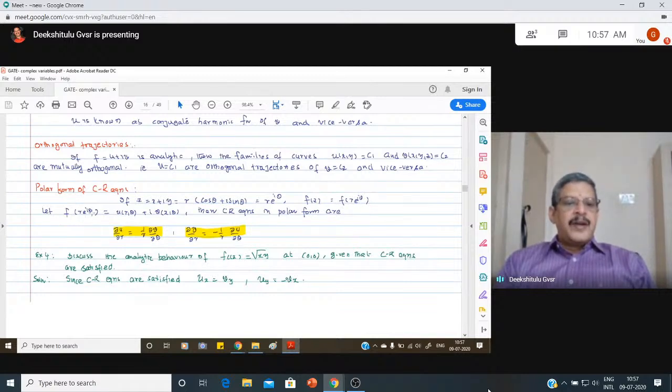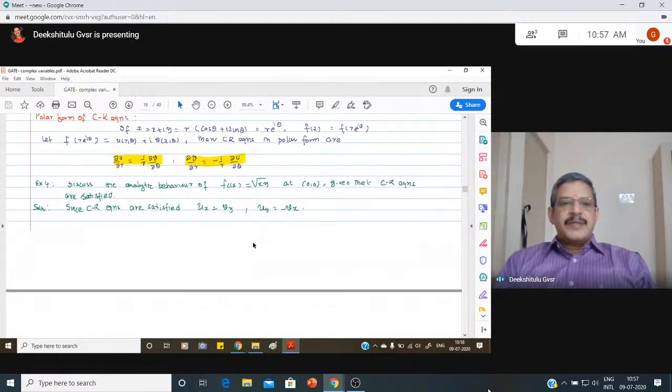Then f of r e power i theta, because it's a complex valued function, has a real part and an imaginary part. Call them u of r, theta, and i into v of r, theta. u and v are functions of r and theta. Then CR equations in polar form are dou u by dou r is equal to 1 by r dou v by dou theta, and dou v by dou r is equal to minus 1 by r dou u by dou theta. These are called CR equations in polar form.